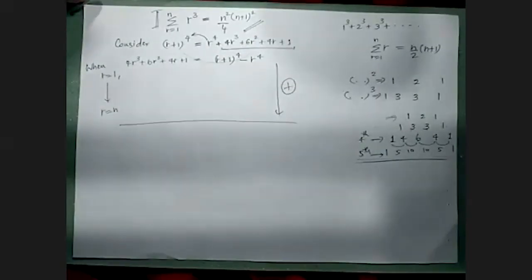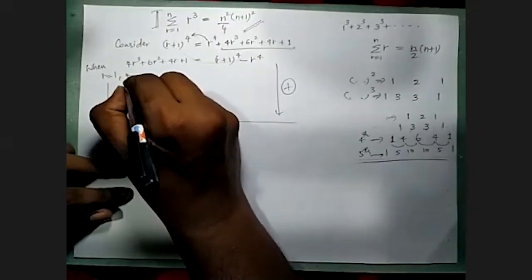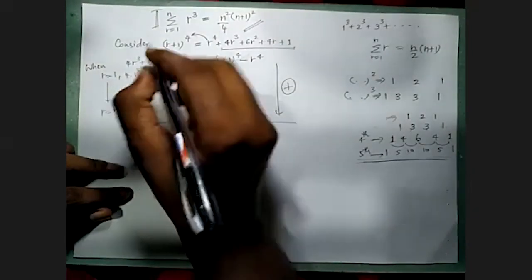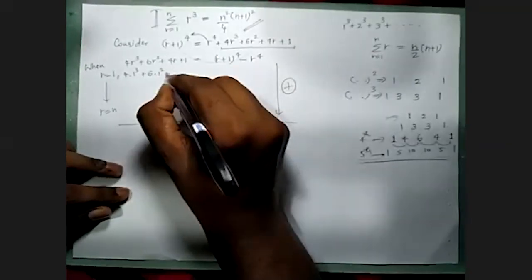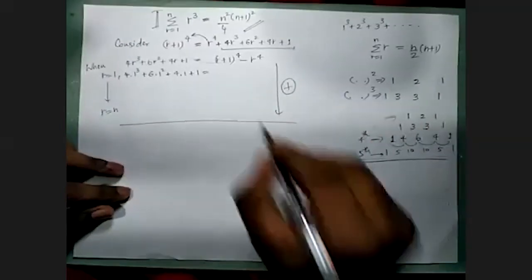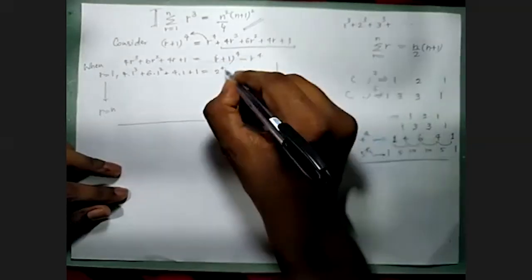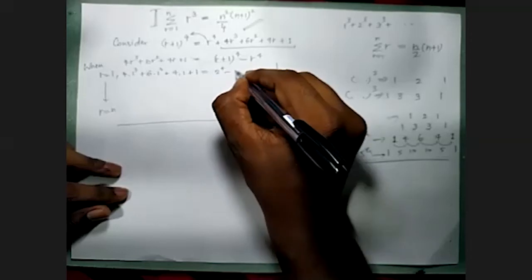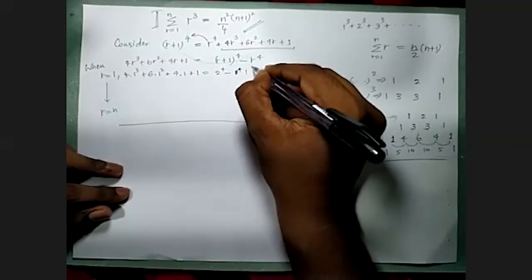Substitute when r equals 1. This becomes 4 into 1 cube plus 6 into 1 square plus 4 into 1 plus 1. Then when I substitute 1 here, this becomes 2 to the power 4 minus 1 to the power 4.